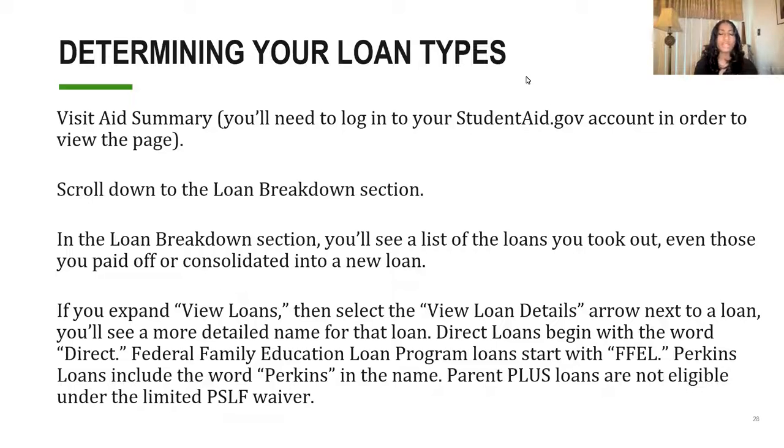So you can go to studentaid.gov, and once you have an account, you'll be able to see your aid summary. You'll be able to scroll down to your loan breakdown section. You'll be able to click and see all the loans, and you'll see a detailed name. And each loan will say direct or FFEL or Perkins somewhere in the name. It will literally say one of those words. And if you have loans that don't say direct, that is your cue to know that you are going to have to consolidate if you want to take advantage of the PSLF waiver. If you have loans that don't say direct, they need to be consolidated if you want to get PSLF for them. Next slide.